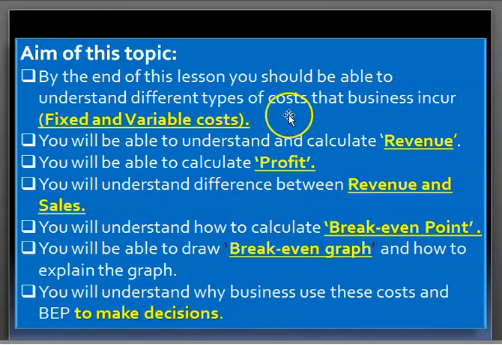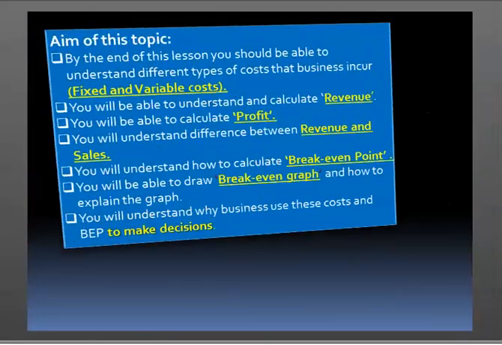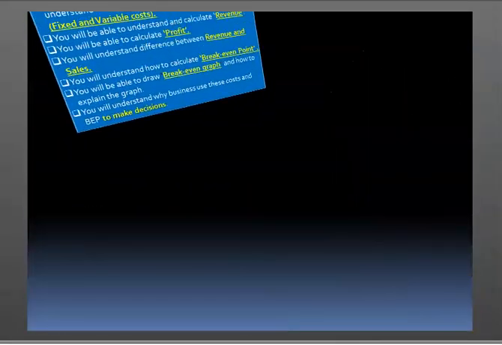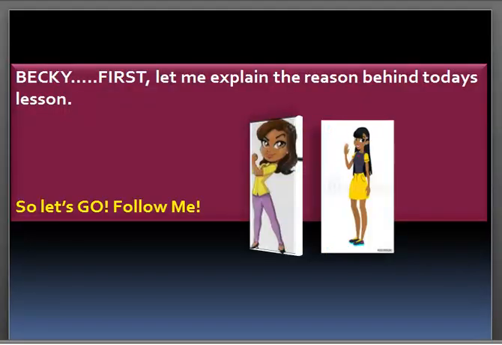Okay, so it's about helping business to make decisions. All right, so whatever we're going to do today is to help business to make decisions on the cost, on how much money is coming in for them. So there's no rocket science about this. So just let's start and you will understand exactly what it's all about. So Becky, first let me explain the reason behind today's lesson. So let's go, follow me, and we will go there.